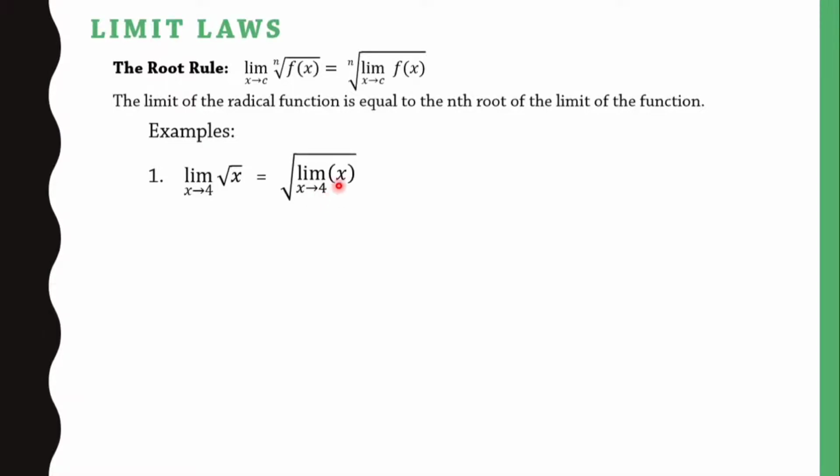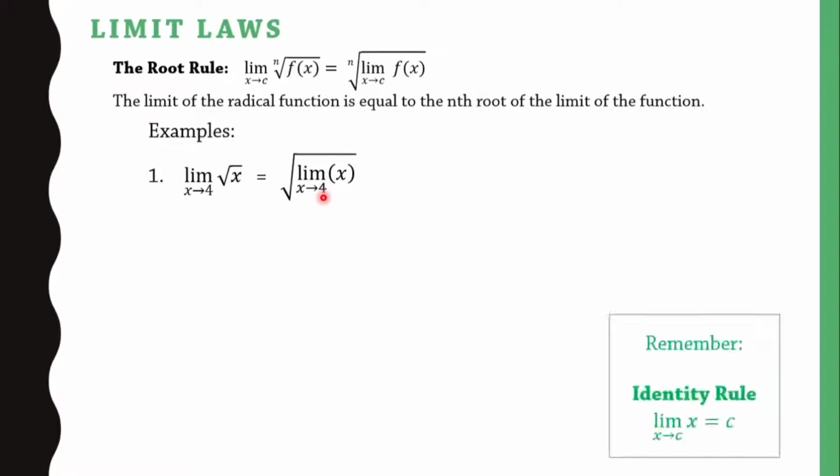Because according to the identity rule, the answer will just be c, or this number here. Now, again, this is your identity rule. According to the identity rule, the answer here is 4. So that's simply square root of 4, or that is 2.